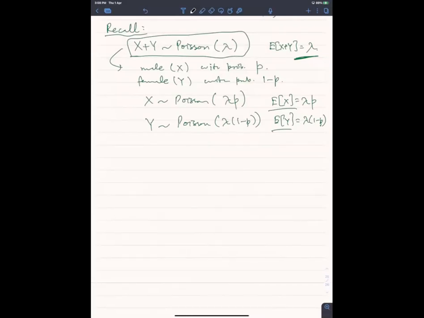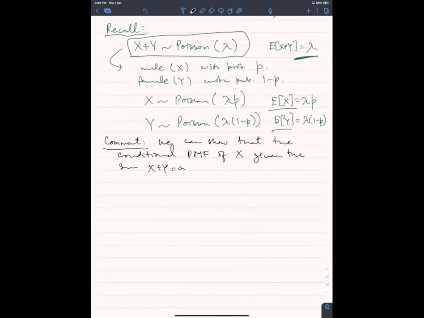So I will make a comment here, जिसको हम प्रूफ बाद में करेंगे। Comment है, we can show that the conditional PMF of x given the sum x plus y is equal to a, ये अगर गिवन हो, so अगर आपको सम गिवन हो, so the conditional PMF of x will be binomial.